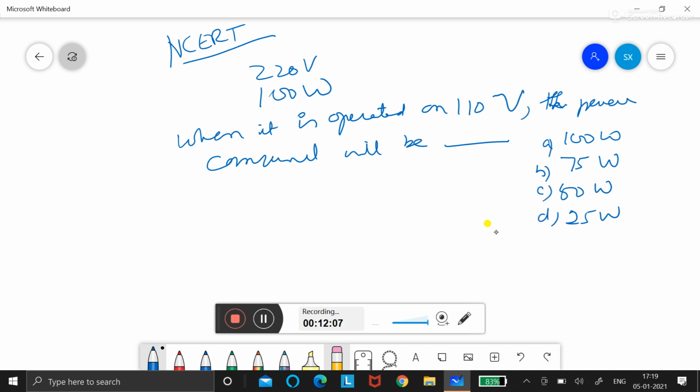Okay. So P is given and V is given, 100 watt is power. Power is given and V is given. So use any other formula. P is equal to VI, but here P and V are given, not I. And what is asked? Power consumed is asked, when it is 110 V, what is the power consumption?